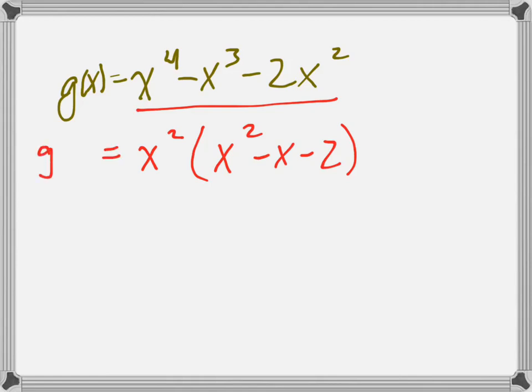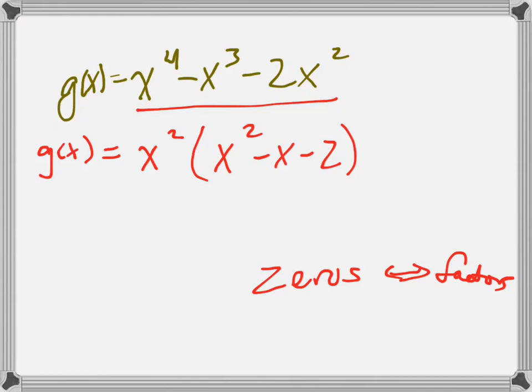Remember, whenever you're trying to find zeros, zeros have to do with factors and vice versa. So if I can find factors, I can find zeros. And if I can find zeros, then I can turn those zeros into factors. So whichever one's easier is what I want to do. In this case, it was easier just to factor this equation out. And this turns into what?